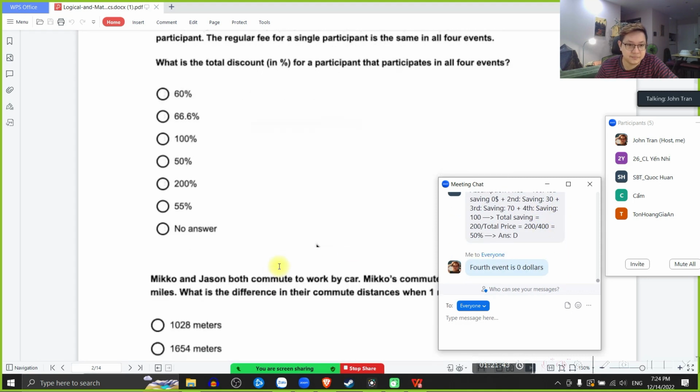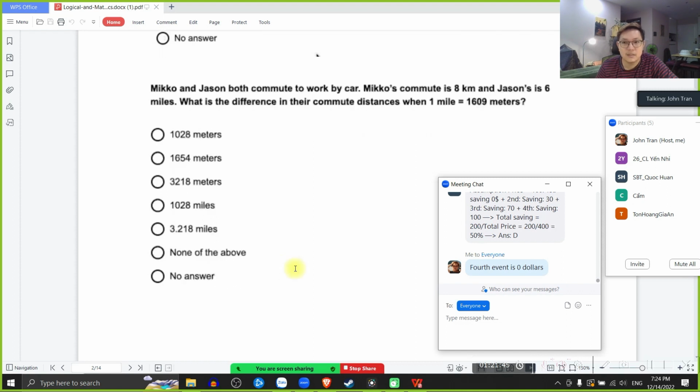Okay, very good. Let's try this one now. Miko and Jason both commute to work by car. Miko's commute is 8 km and Jason's is 6 miles. Các bạn phải đổi đơn vị nha, nó khác đơn vị. If there's a difference in units, you must convert, okay? What's the difference in the commute distances? One mile equals this many meters. Nó hỏi sự khác biệt về khoảng cách đi lại của họ khi một dặm bằng chừng này meters.